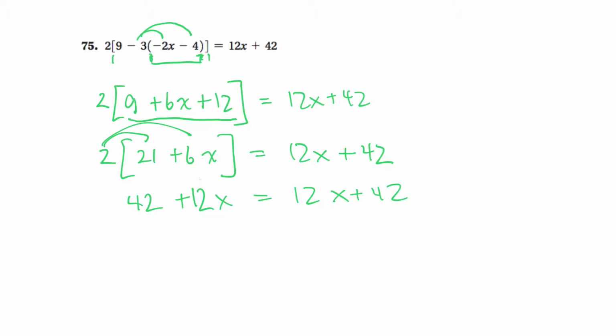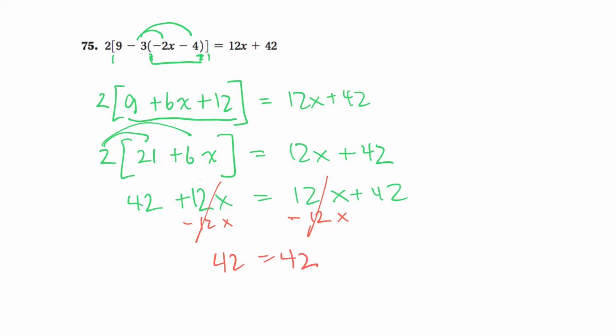Everything's going to cancel out. Let me just follow that through to make sure. So I'll subtract 12x here, subtract 12x here. So on this side I get 0x, or just 0. Nothing. Those cancel. These cancel. So I have 42 is equal to 42.